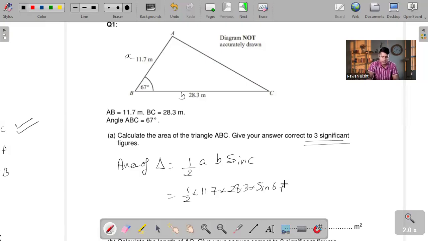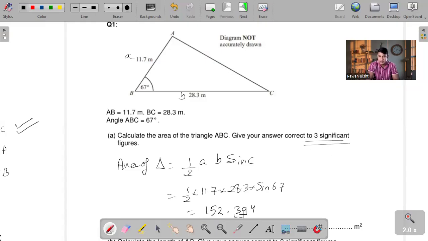Now I'm using the calculator. Half times 11.7 times 28.3 times sine 67. So what will be the answer? 152.394. This is the answer coming, but these are six significant figures. And they say write your answer to three significant figures.